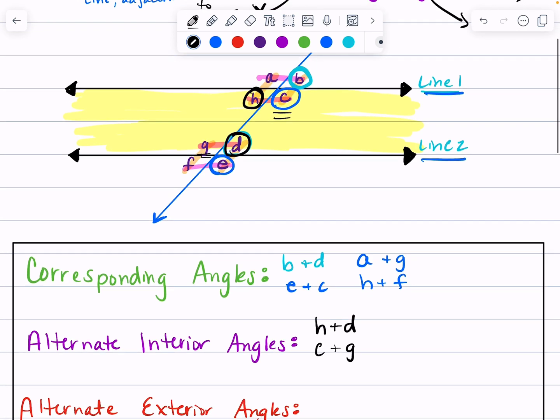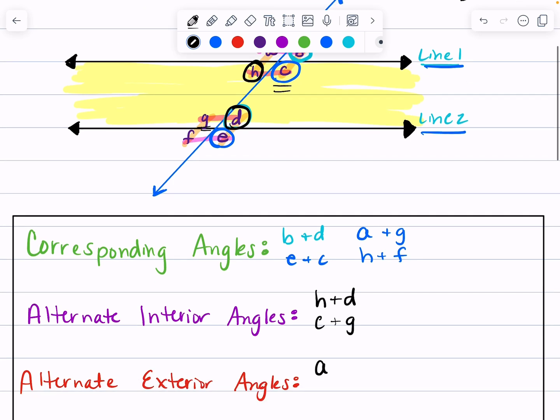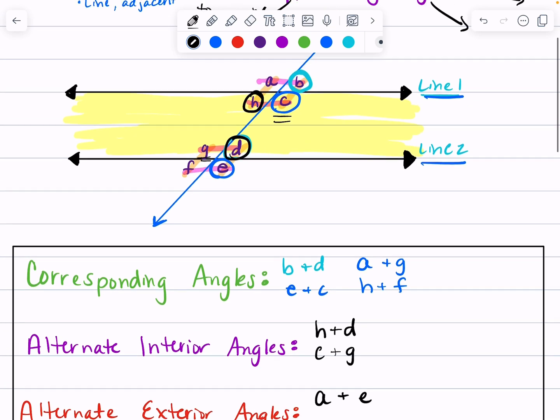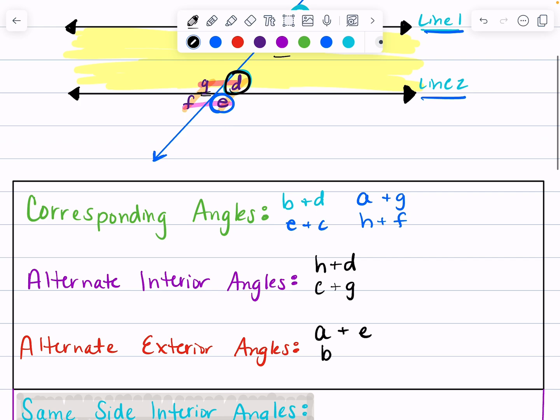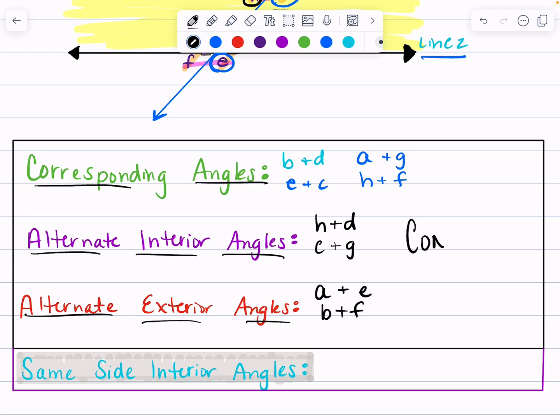Alternate exteriors would be the ones not highlighted in yellow, again crossing the transversal. The examples here would be A and E, and B and F. Now, I tried to separate these types of angles. We've talked about corresponding angles, alternate interior angles, and alternate exterior angles. The reason I group these together is that these angles are all congruent.